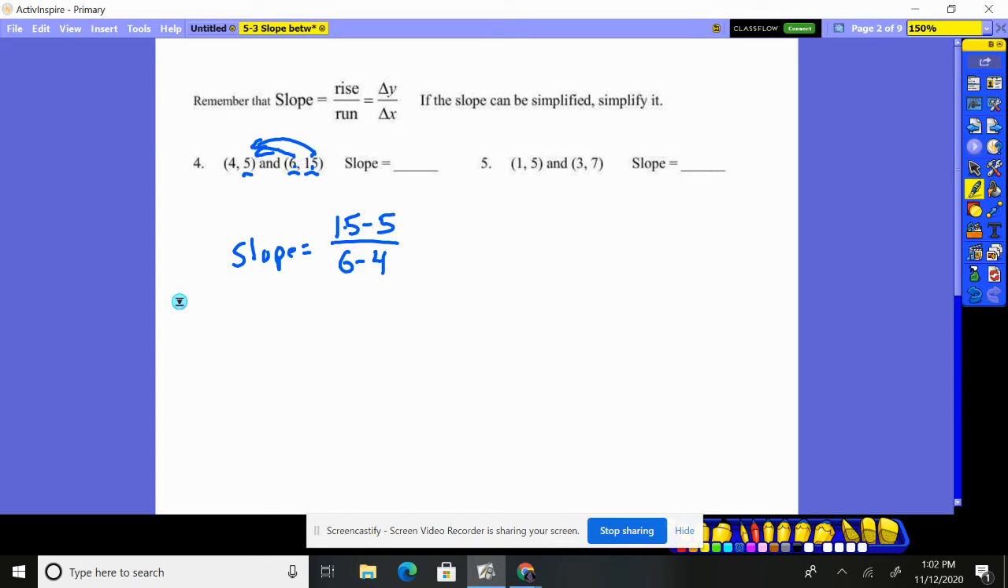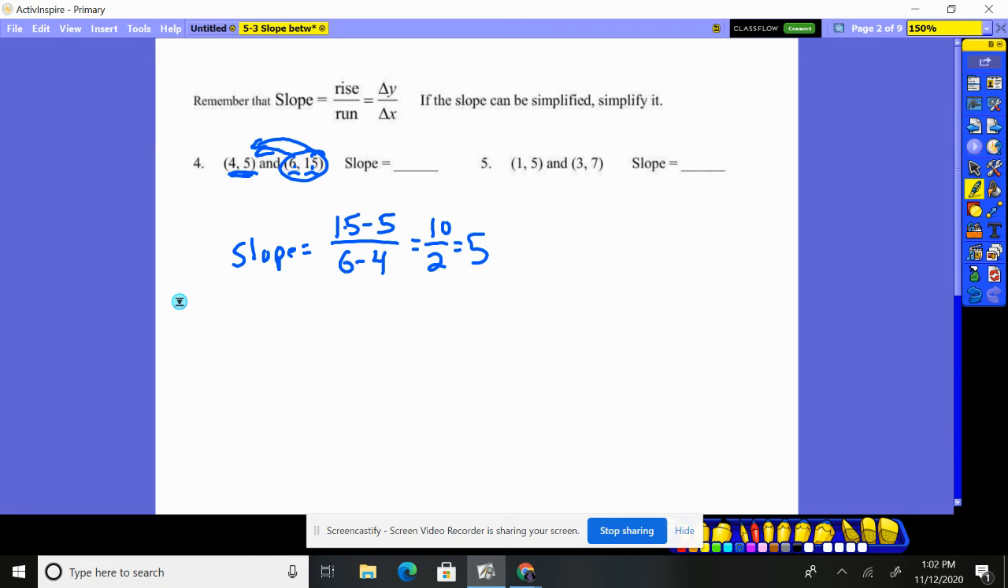The key is you must go in the same direction, whichever point you start with. Since I started with this point, I'm going to have to use 15 minus this guy and 6 minus that guy. So I get 10 over 2, slope is 5.